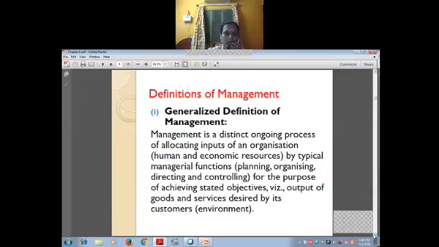Definition of management. Generalized definition of management: Management is a distinct ongoing process of allocating inputs of an organization by typical managerial functions for the purpose of achieving stated objectives, output of goods and services desired by its customers. See what the management will do. They are an ongoing process. Whatever input they give in the organization, they will plan, organize, direct, and control everything, with the help of human resources. They want to achieve the goal results, so they have to put more effort into that. Then only their output, goods and services, will be good.